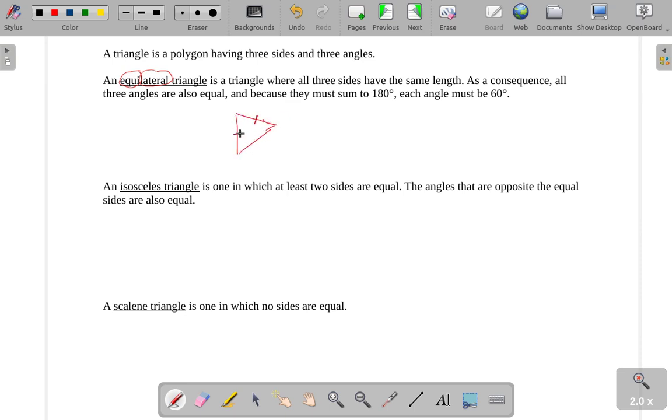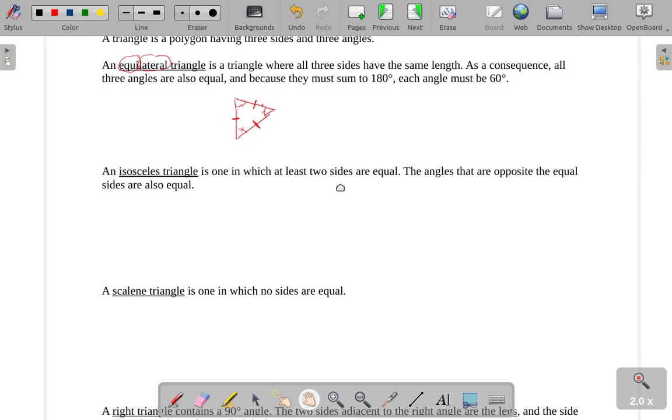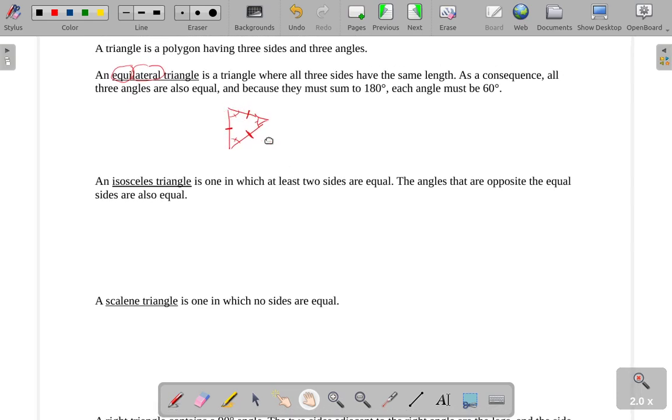The side length there is the same as the side length there, is the same as the side length there. Now, when we have an equilateral triangle, another consequence of that is that the 3 angles actually end up having the same measure as well. And if you remember, the 3 angles of a triangle must sum to 180 degrees, which means that each of those must be 60-degree angles. So that's just all equilateral triangles have 60-degree angles for all three angles.